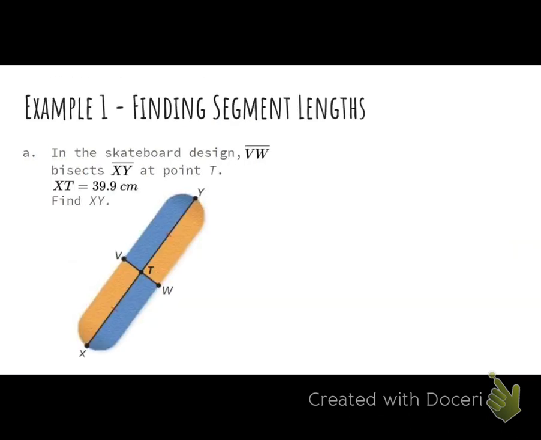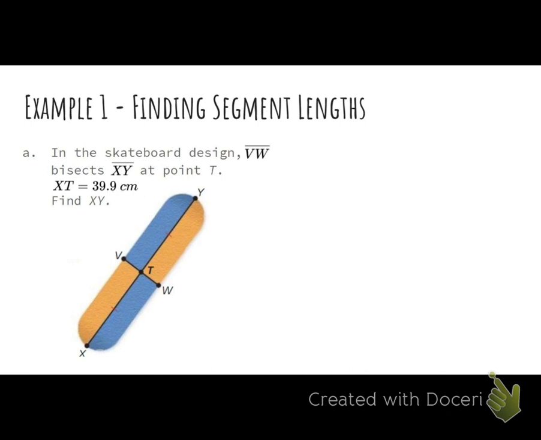First, so in the skateboard design, segment VW bisects segment XY at point T. XT is 39.9 centimeters. Find the distance of XY. So I'm going to do a few different things. I'm going to start by doing the exact same thing we did yesterday. Total segment by the parts.